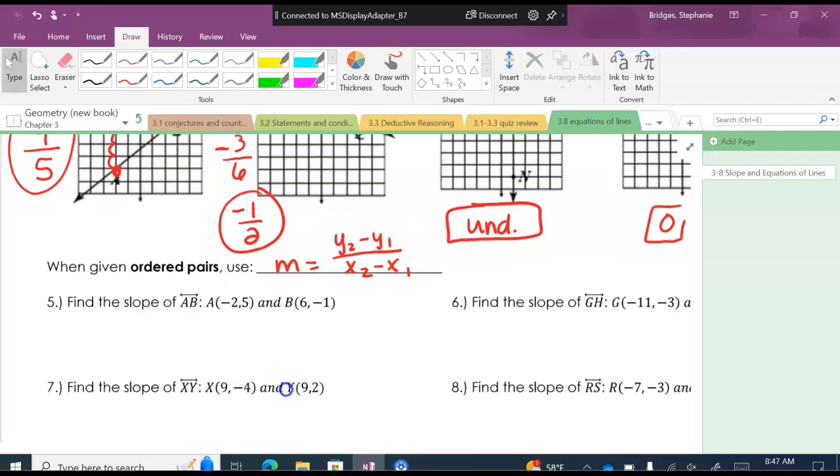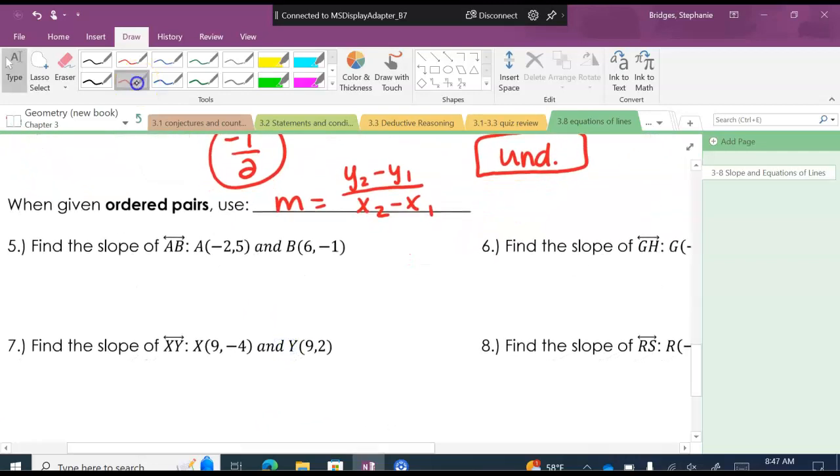So the very first thing I want you to do is label our points. And what I mean by that is let's call A x1, y1, and let's call B x2, y2. That way, if I label them, then it's just a matter of plugging things into the formula. Everybody ready? We got them labeled? All right, so let's go with our formula.